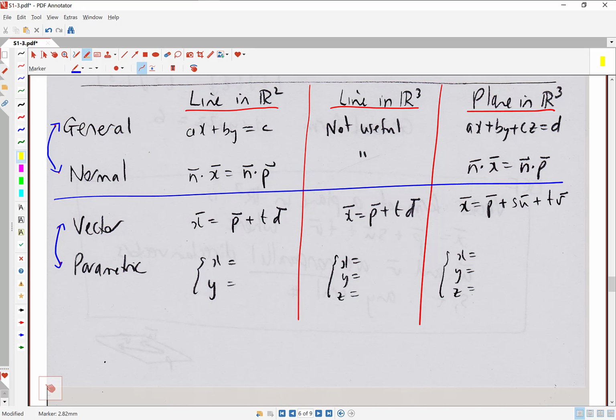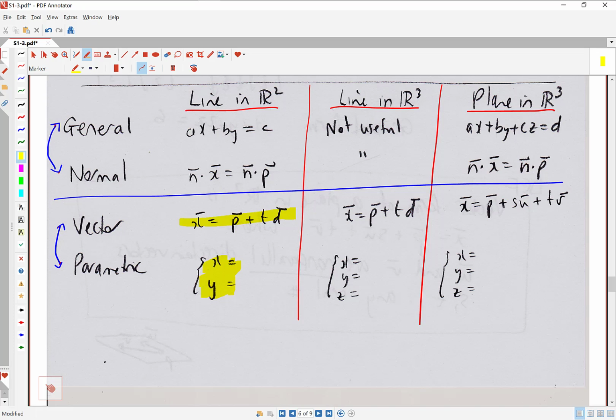Okay, so let's think about a line in R2. General form is ax plus by equals c. Normal form is if you re-express that using the dot product. So you write n dot x equals n dot p, where n is your normal vector. Okay, and then vector form is a more geometric form of describing a line. You write vector x equals vector p plus t times vector d, where d is your direction vector for the line. And if you expand that out, you can turn that into parametric form. So vector and parametric form are quite closely related.